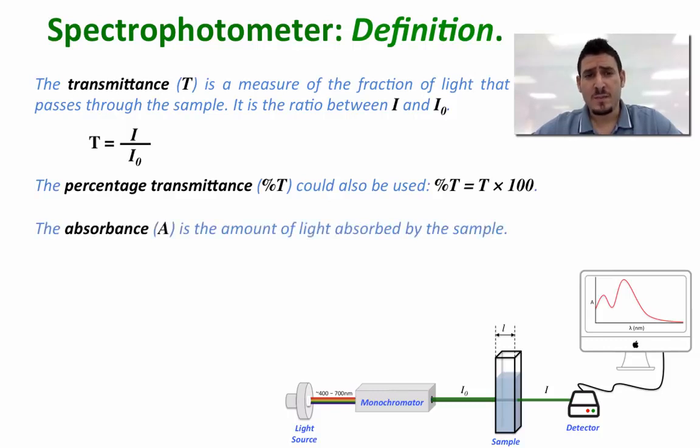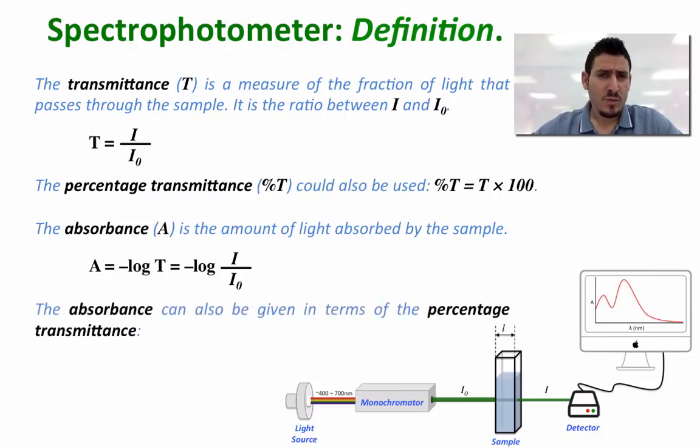The absorbance A is the amount of light absorbed by the sample. A is given by minus log base 10 of T, which means it's equal to minus log of I divided by I0. The absorbance can also be given in terms of the percentage transmittance: A equals 2 minus log %T. We can obtain this expression by working out the expression A equals minus log of T, and T equals %T divided by 100.